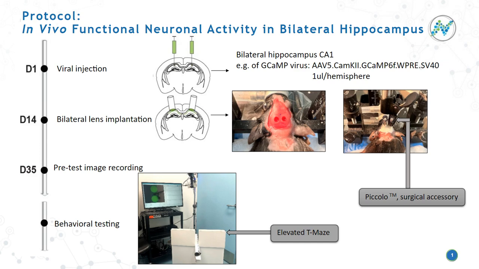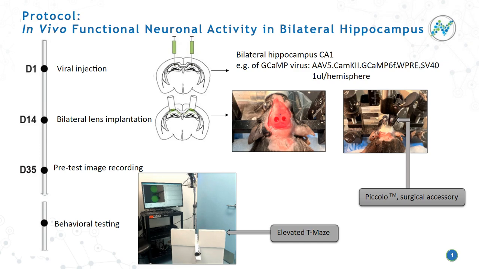If you do decide that you want to do viral injection, you need to inject the virus in the brain regions of interest, and then you need to wait for about 2 to 3 weeks for the virus to express. After the expression is done, you need to implant these small lenses that are called GRIN lenses, for gradient refractive index. So the name of these lenses is GRIN lenses.